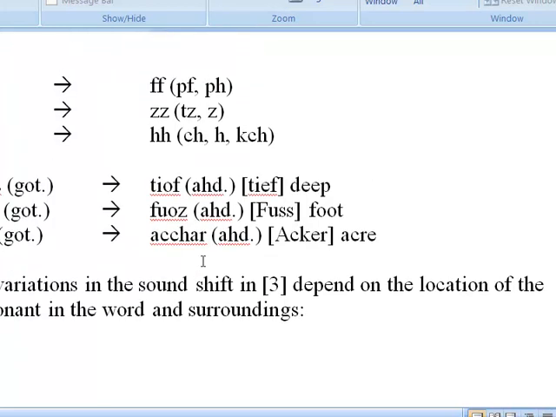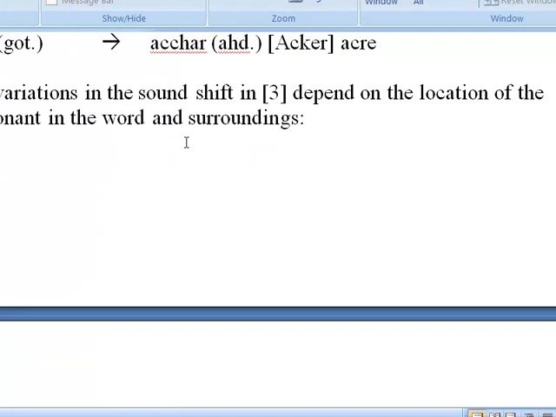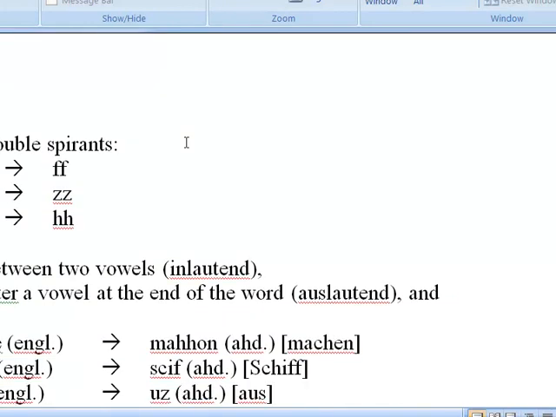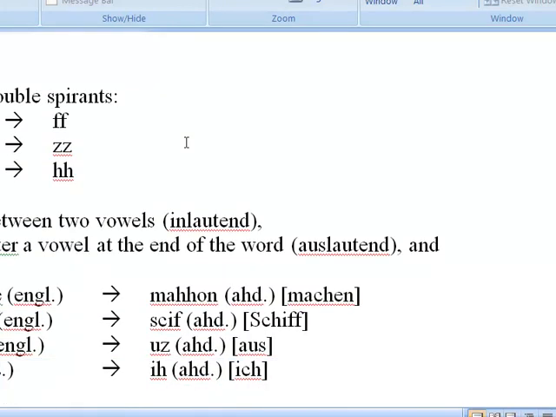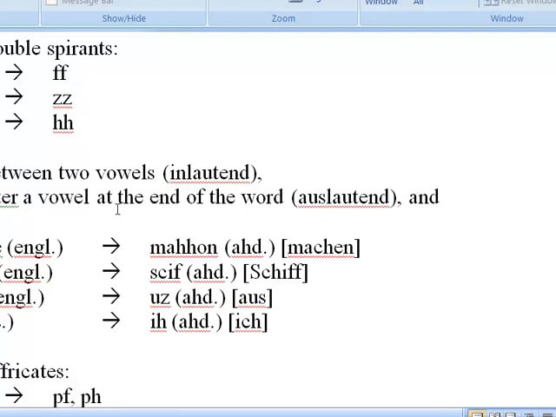Yeah, and these variations, like there's lots of different variations here for the way to shift the PTK. They kind of depend on the location of the consonant in the word. And I'll go through this kind of quick and just to show you some of the examples. Sometimes you'll have PTK going into these doubled spirants. So instead of a P, which is an explosive, you have a F, which is called a spirant, between two vowels, so in the middle, or after a vowel at the end of a word.